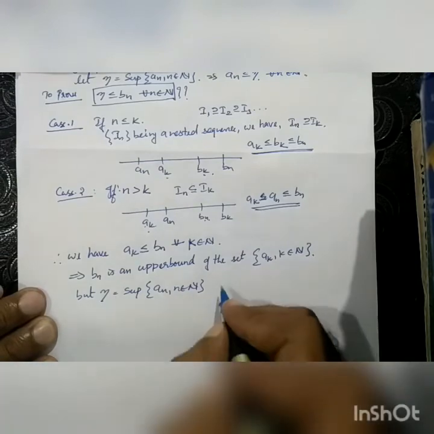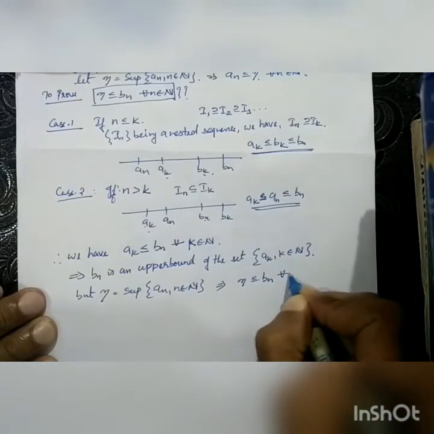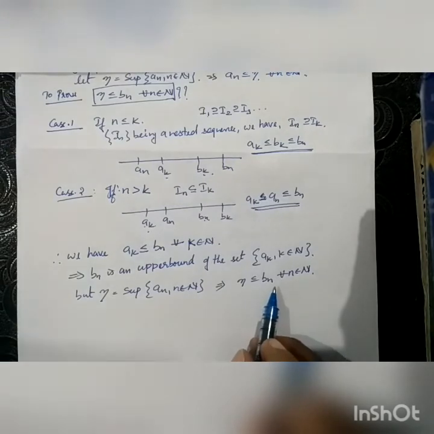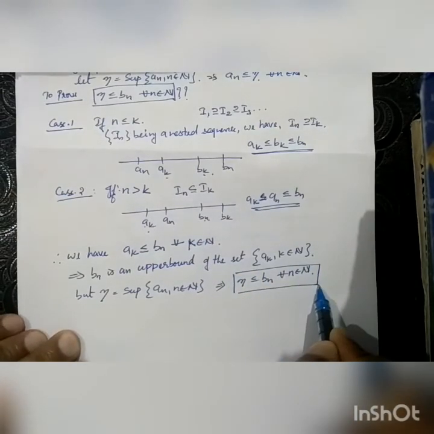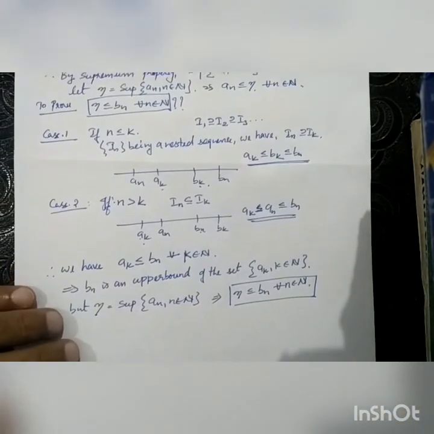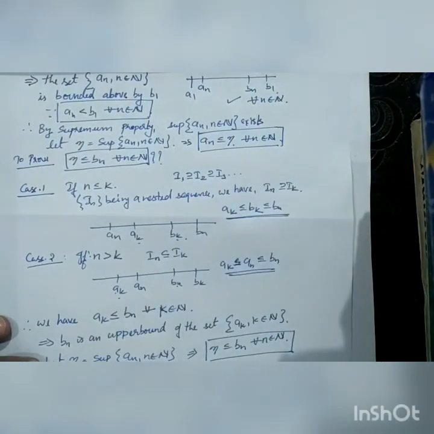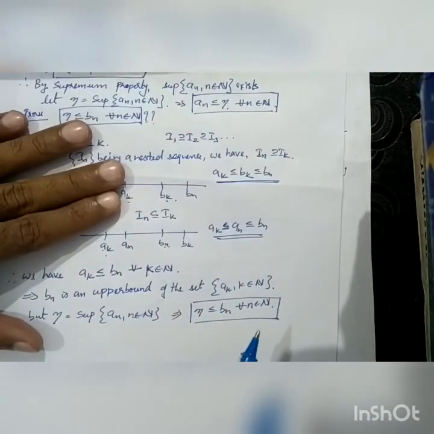So how do you compare eta and bn? By the property of the supremum as the least upper bound, this implies eta is less than or equal to bn for every n belonging to N. Whatever be the value of n, eta will be less than or equal to bn. Eta is less than or equal to b1, less than or equal to b2, less than or equal to b3, etc. Now we got eta less than or equal to bn for every n, and previously we had an less than or equal to eta for every n belonging to N.